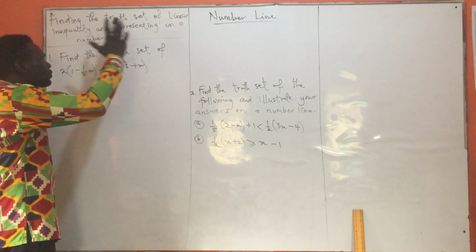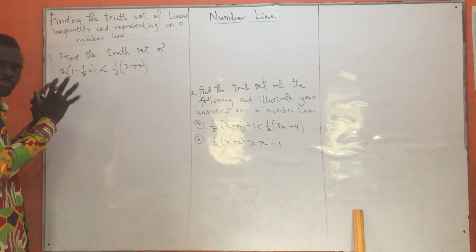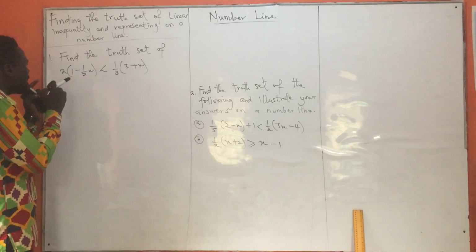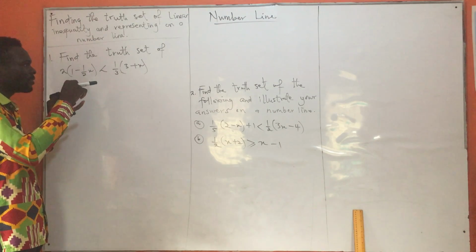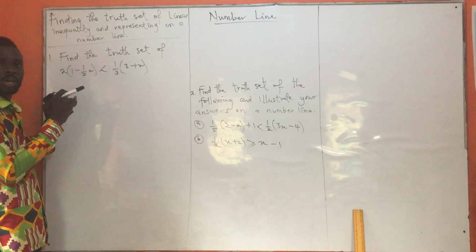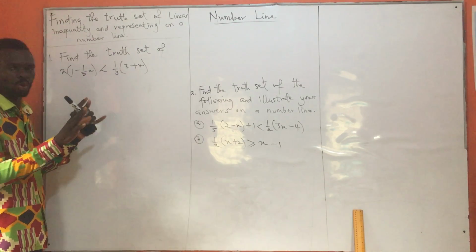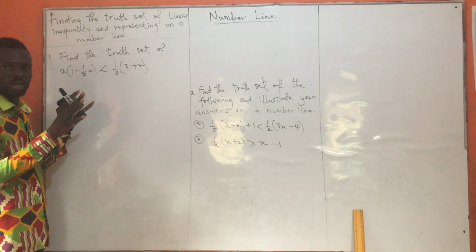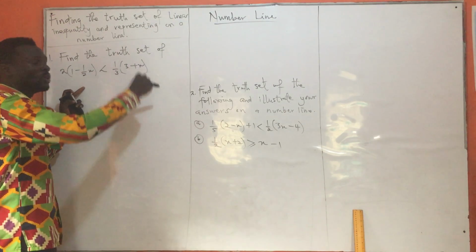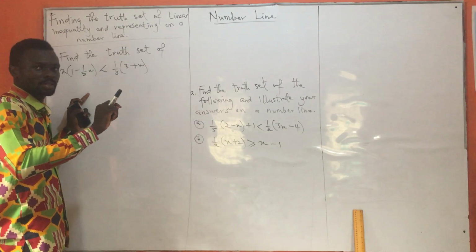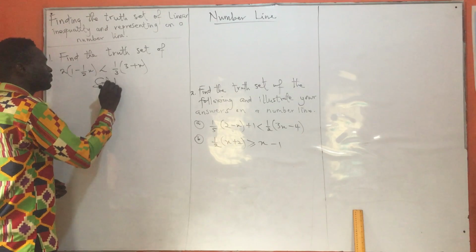So let's look at the first one. We have to find the truth set of the given inequality. Now look at this inequality. It's different from the one we did last week. You have one of the fractions inside a bracket. If you don't take care, you may get it wrong, but this should not confuse you. Before we can find the truth set of this inequality, we have to first know the value of x. Let's get started.